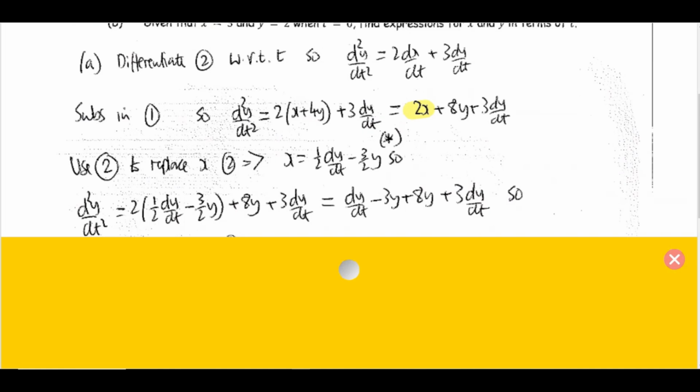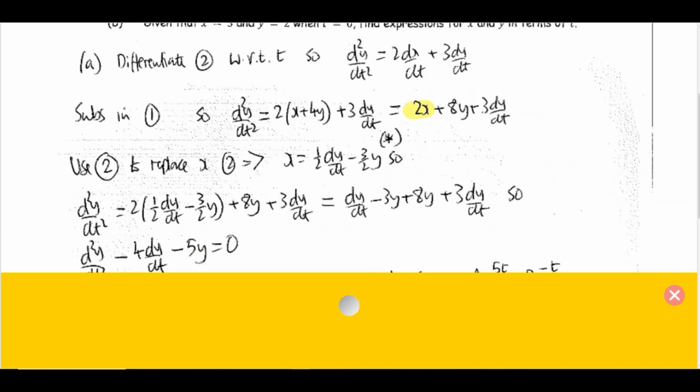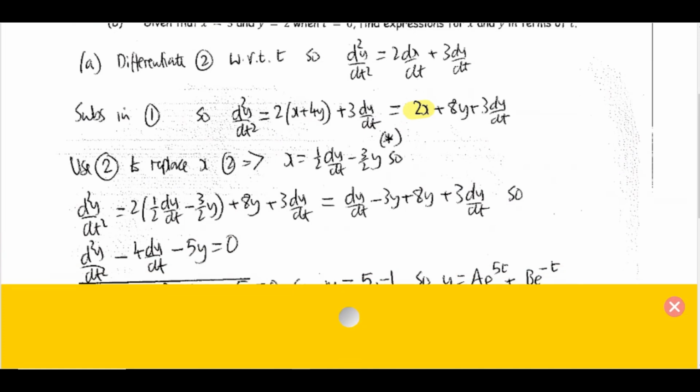And I now have a second order differential equation which only has y, dy by dt and d2y by dt squared in. If you just expand the brackets on the right hand side, you will get dy by dt minus 3y, that's when times-ing through by 2, add 8y plus 3 dy by dt, and if you collect that and make it equal to 0, you get the differential equation we were trying to prove: d2y by dt squared minus 4 dy by dt minus 5y is 0.